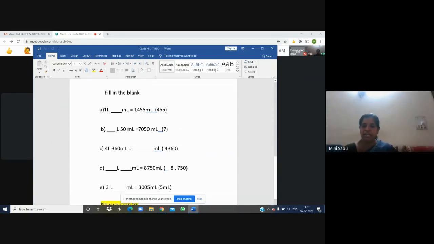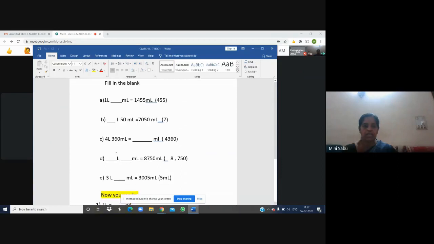Okay, B. Dash liter 50 ml is equal to 7050 ml. How many liter from this you have to take? How many liter? 7 liter. So what will you write here? 7. 7 liter is 7000. 7000 plus 50, 7050. This way you can check your answer also.